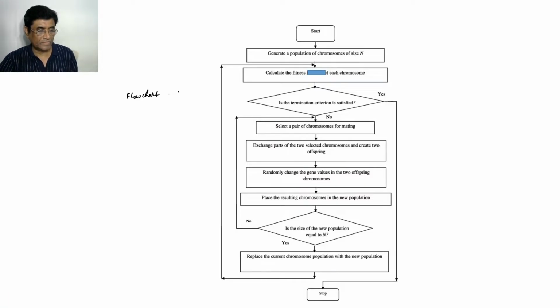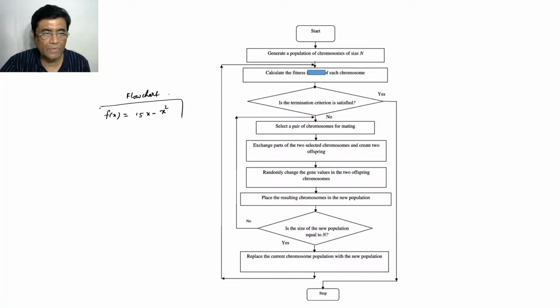Okay. So this is a flow chart of, say, I have any problem, f(x) = 15x - x². So this is an unconstrained optimization problem, a hand problem or toy problem, because this is not to be done using a genetic algorithm, but we are trying to understand how a genetic algorithm can optimize. So this is the unconstrained optimization. I have only a function, a quadratic function, and I know it's very simple.